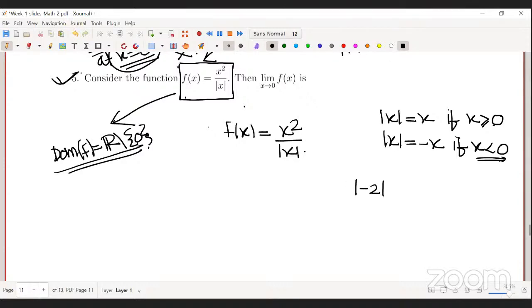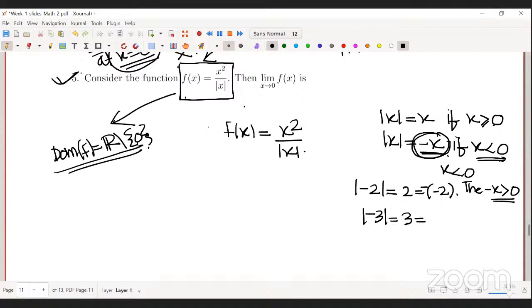So what is mod of minus 2? 2. Plus 2. So this is basically minus of minus 2, right? Yes. That is what I have written here. See, x is negative, minus of x is positive, right? So I'm getting a positive number here. See, minus 3, what am I getting? 3, which is basically minus of minus 3. That is basically minus of x. The minus sign is to make it positive. Yes, true. This makes sense. Fine. Got it. Okay.